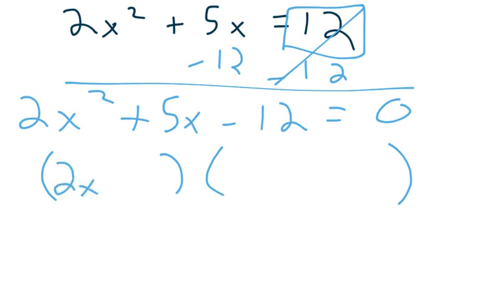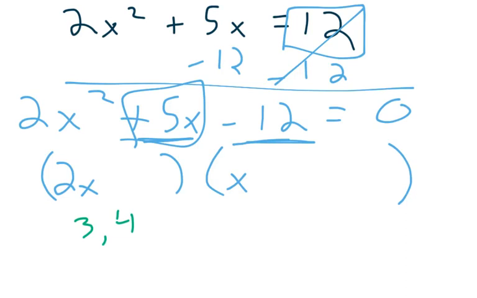So I have a 2x squared, and so the only way I can get 2 is by multiplying 2 and 1. So I know that's going to end up in my front terms. But then I have a 5 in the middle, and I have a 12 here. So this number's positive, so that means my bigger number is going to be positive. And then my back number is negative. So to get a negative, I have to multiply a negative and a positive. So think about what we can multiply together that gives us 12. We can have 3 and 4. We can have 6 and 2. Or we can have 12 and 1.